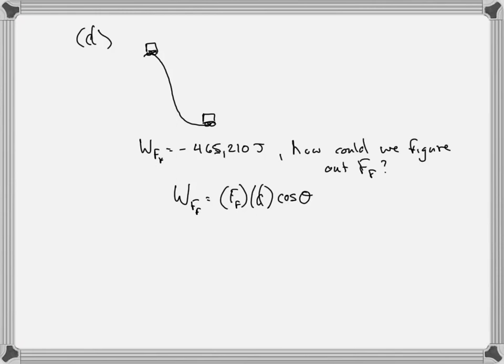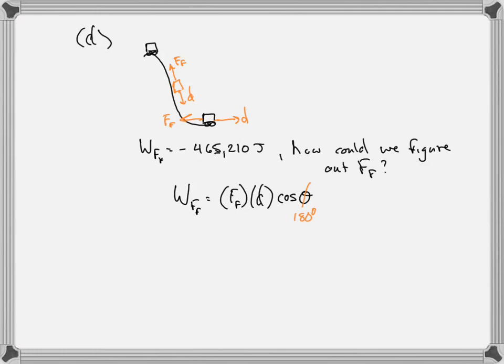Well, let's look at the roller coaster car at some arbitrary place on that track. And let's say, oh, look, the frictional force is always pointing backwards and the displacement is always pointing forwards. No matter where you are, the frictional force is always pointing backwards, and the displacement is always pointing forwards. So the first thing to recognize is that this theta is 180 degrees, and that's what gives us our minus sign. And cosine of 180 is minus 1.